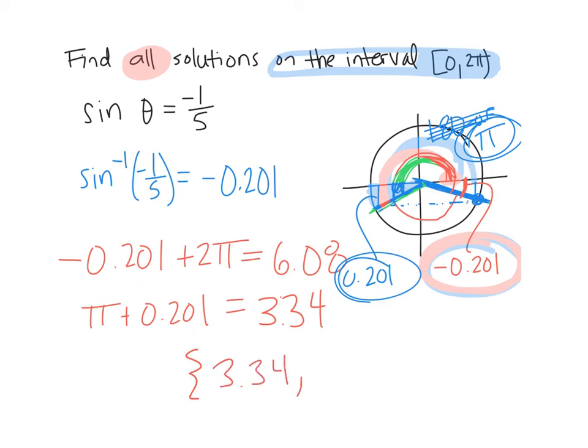So 3.34 comma 6.08. These are the two places from 0 to 2 pi where I will have this sine of negative 1/5. So don't overcomplicate this. Just think about where you are in the unit circle. You know that sine is the y value. You know that cosine is the x value. And you know that tangent repeats itself every pi units. If you know those three things, you are fine.